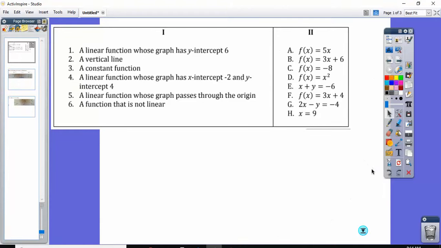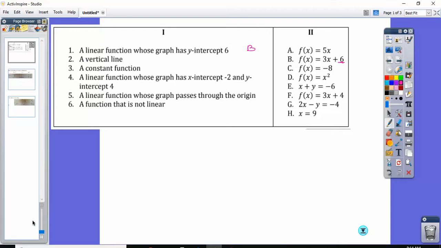But it's always good to refresh. So this first one we have matching. Number one, a linear function, so y equals mx plus b, whose graph has a y-intercept of 6. So the y-intercept is the b portion. So which one would that be? B. Because it has that plus 6, your y-intercept is 6.